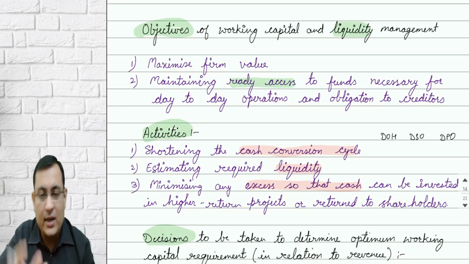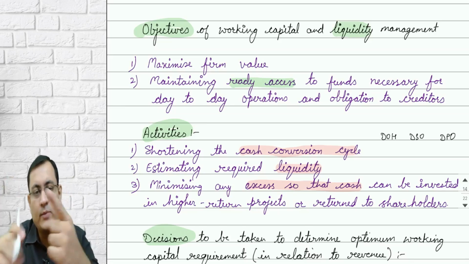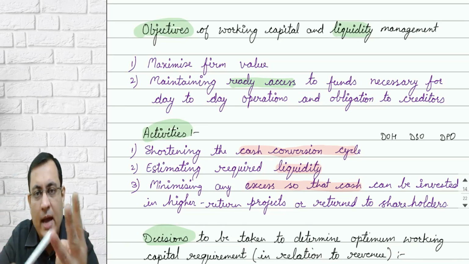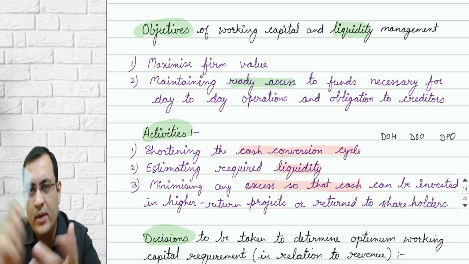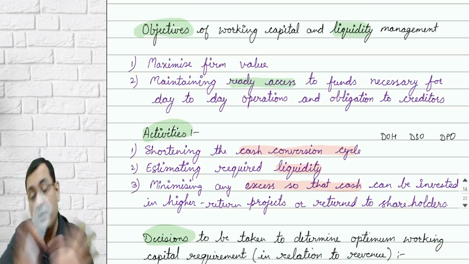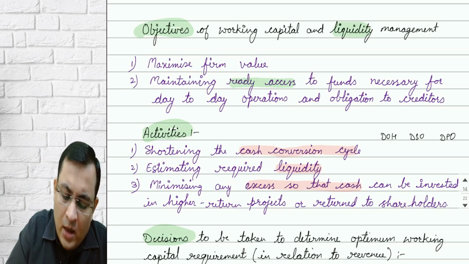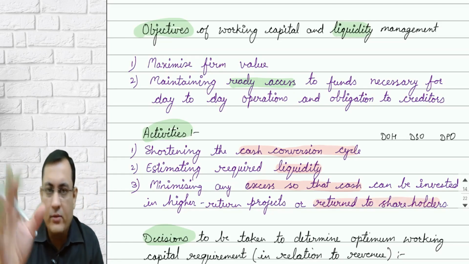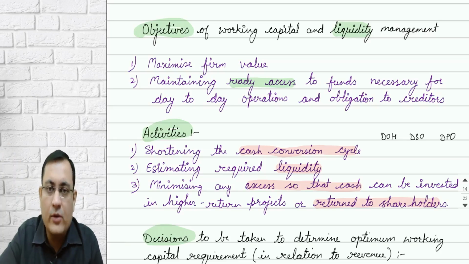So these are the activities which we are going to do, that is managing cash conversion cycle, managing liquidity requirement, and any excess cash should be immediately reinvested. Or if there are no reinvestment opportunities, you should be returning it back to the shareholders in the form of either dividend or go for the buyback of equity.